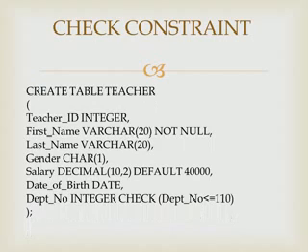Look at this particular table. Here we are creating a table for the teacher. The database is the same, the school database, and in that school database we are creating a table for a teacher. The teacher has ID, first name which is not null, last name, gender, salary which is default 40,000, date of birth, and department number, which is an integer. You can see there is a constraint put there: check department number less than or equal to 110.